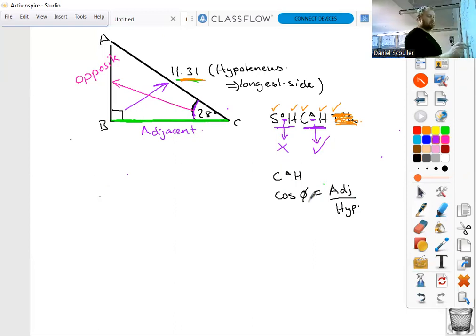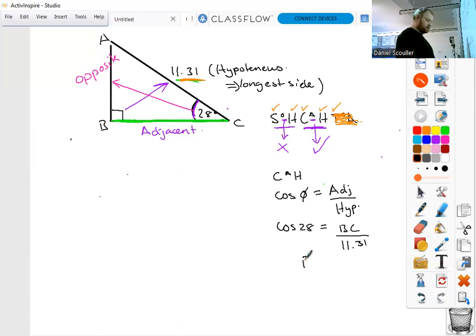That symbol, it's just theta, it's just a Greek letter, okay? Again, it's just a place mark for where a number can go, where a variable can go. So it's cos 28 equals the adjacent side, which is our missing side, which we can call BC, because it's between letters B and C. And the hypotenuse we found out last part of the question, 11.31. Okay, again, we're trying to find BC.